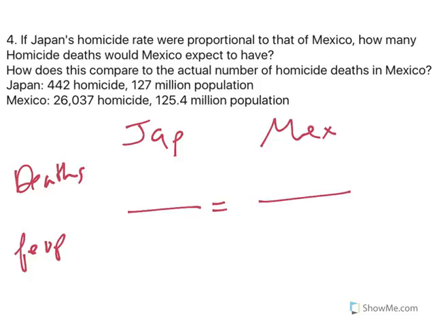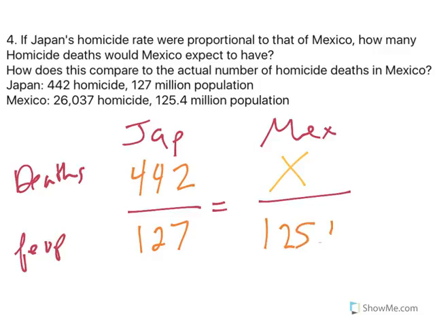So if Japan's homicide rate were proportional to that of Mexico, how many homicide deaths would Mexico expect to have? So now we're trying to find Mexican deaths. And you can see that it says, how does it compare to the actual, which we can talk about anyway, but we need the actual data. So in Japan, there were 442 deaths, 127 million people. In Mexico, we're trying to figure out the what-if deaths compared to the 125.4 million.